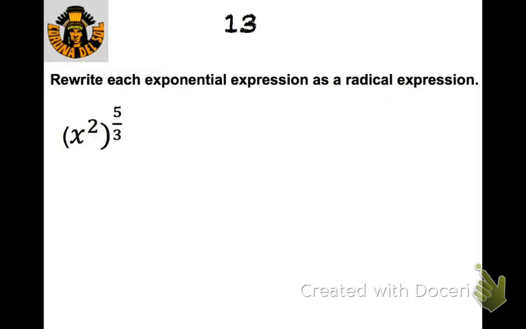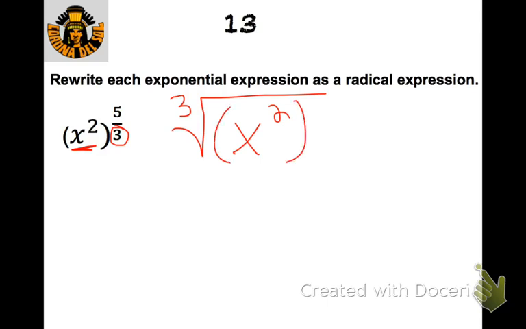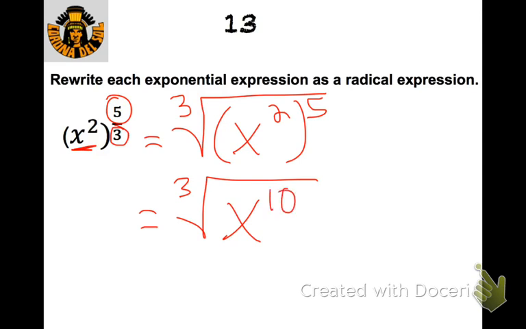All right, so this one, we want to change it to a radical. So remember, the number on the bottom is the index, so it's going to be a third root. And then this is x squared, just whatever is in the parentheses there is what goes under the radical. And then it's going to be raised to this power, so it's going to be raised to the 5th. And then we can do a little bit more. We can do cube root, and we can make that x to the 10th power. So then that would be your best answer.